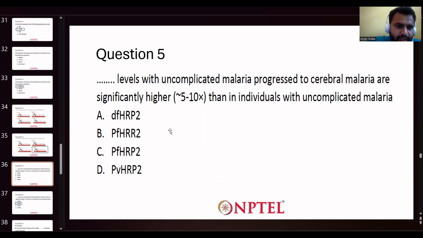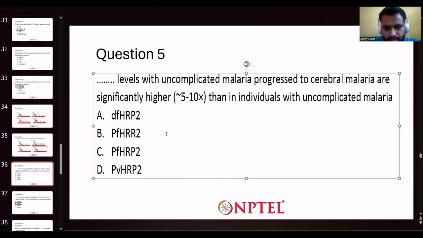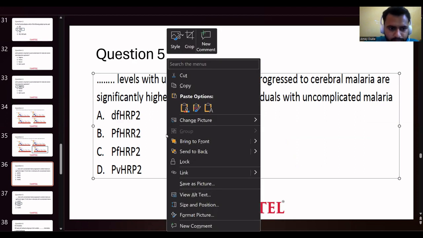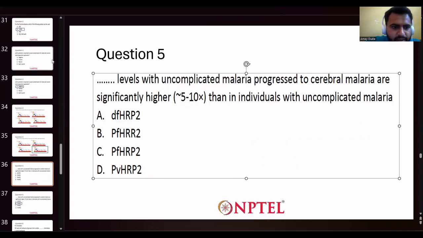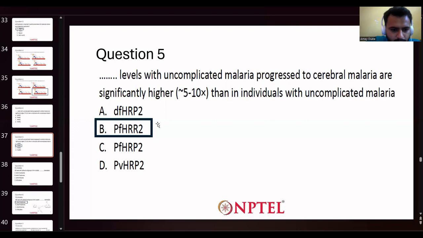Okay, so question 5. This is directly from the lectures. Which gene level in individuals with uncomplicated malaria progressing to cerebral malaria is significantly higher than in individuals with uncomplicated malaria? So the answer is PFHRR.